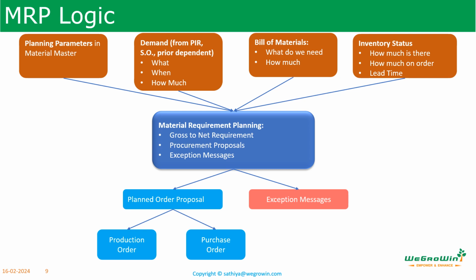Let us discuss this with an example. There is a demand of 100 cars. I mean, what to produce, when to produce, how much, no?